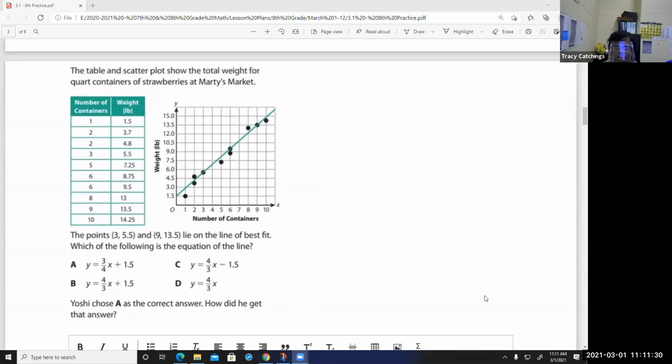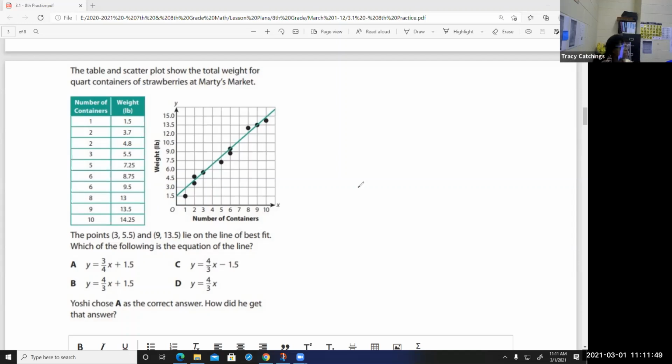All right, it says the table and the scatter plot show the total weight for a quart container of strawberries at Marty's Market. They gave us the table, they gave us the graph. It says the points (3, 5.5) and (9, 13.5) lie on the line of best fit. Which of the following is the equation of the line?